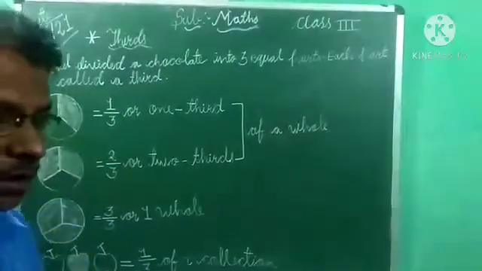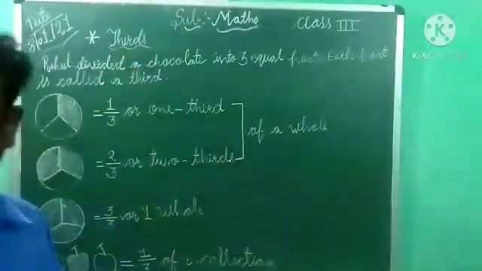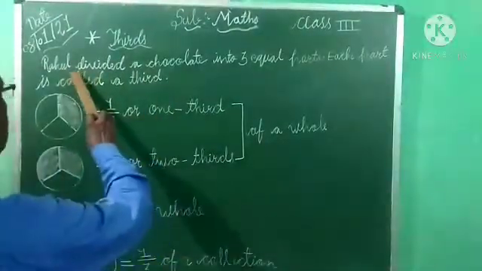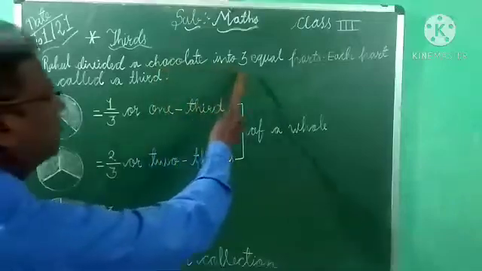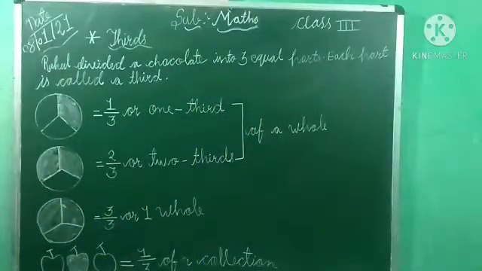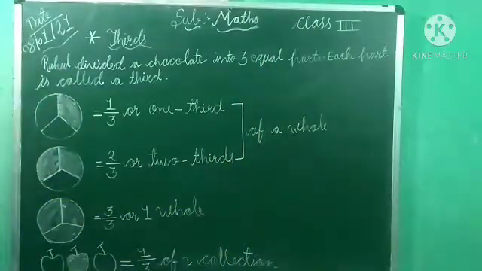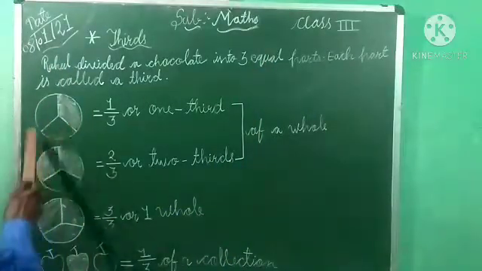Third means what? Third, T-H-I-R-D. Yes, thirds means 1 by 3. Okay. Rahul divided a chocolate into 3 equal parts. How many equal parts? Rahul divided a chocolate into 3 equal parts. Each part is called a third. For example, this diagram is given.